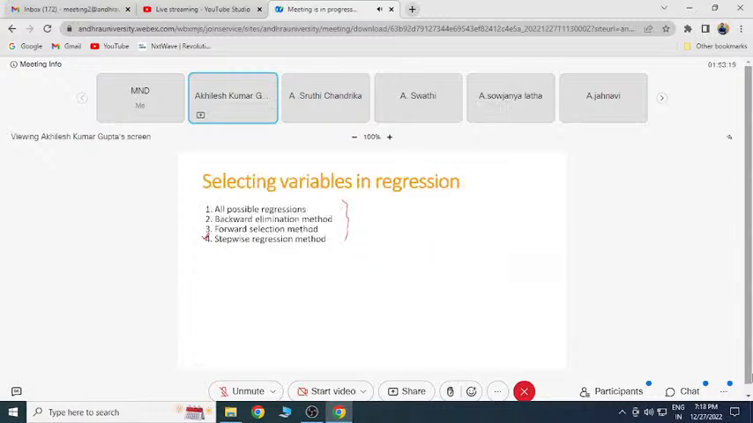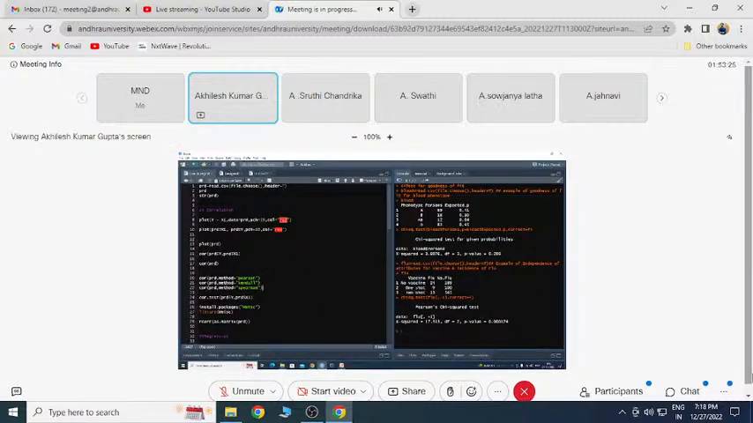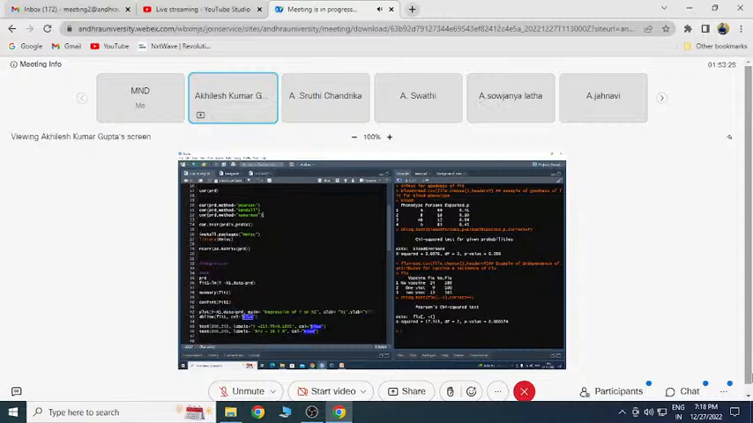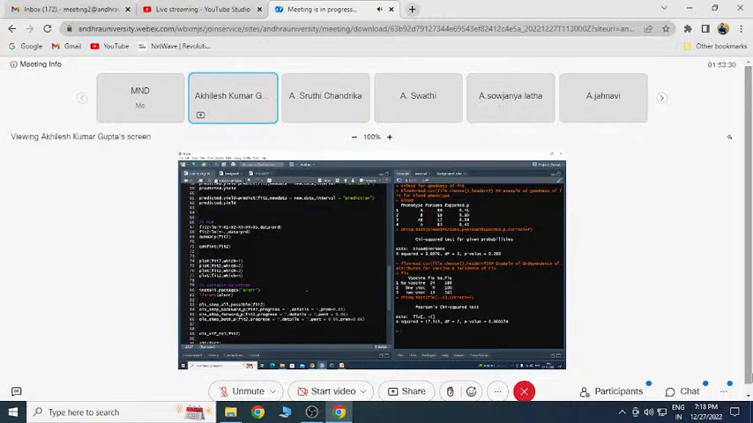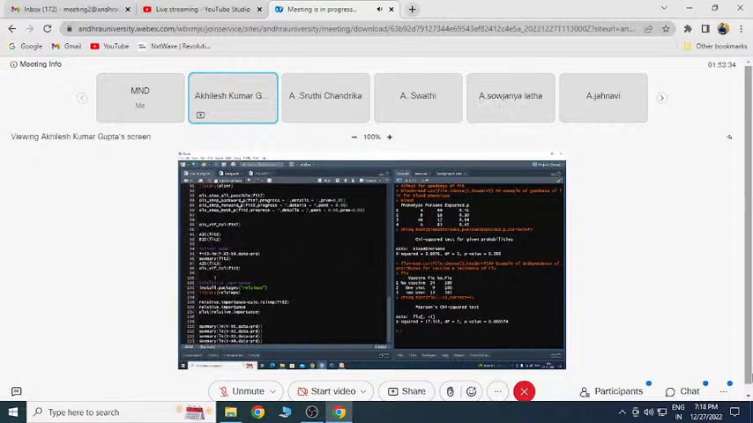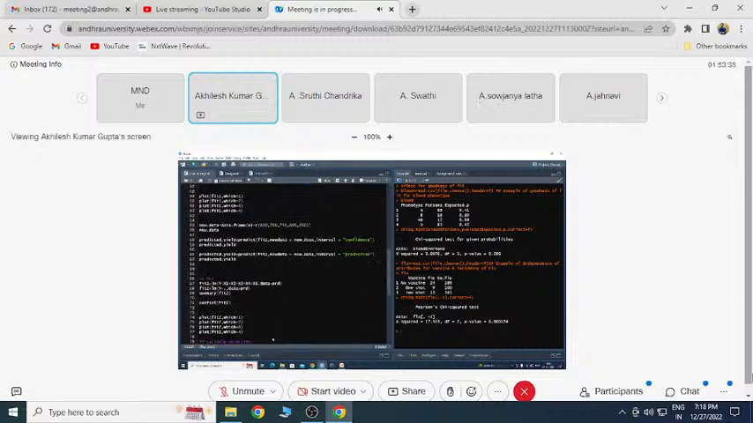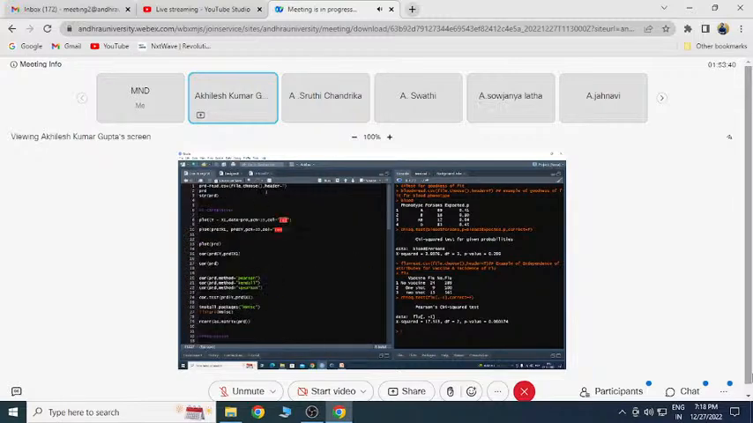Okay, so we'll go to our session and do it one by one. First we'll complete the correlation, then we will see simple linear regression, then multiple linear regression, variable selection, final model. And this is one of the important things that I wanted to tell. If time permits, I will tell. Okay, so we'll start our session.